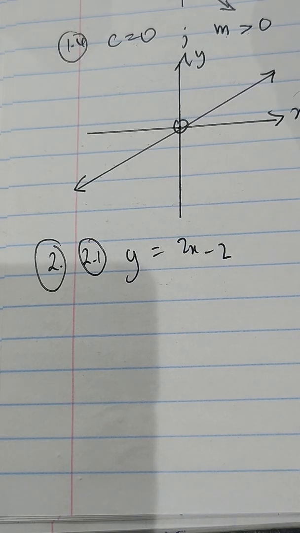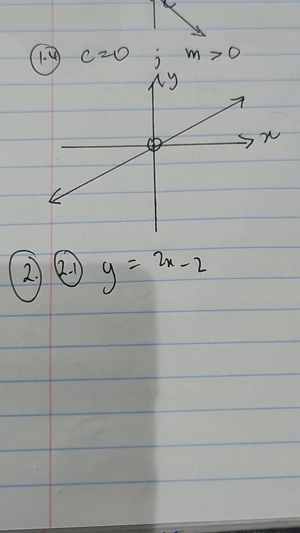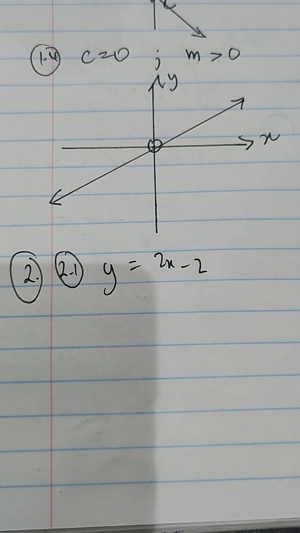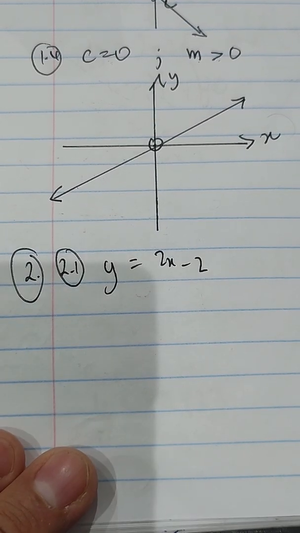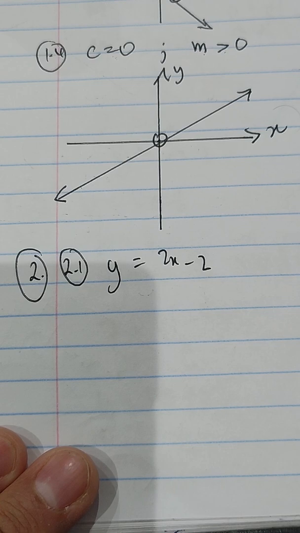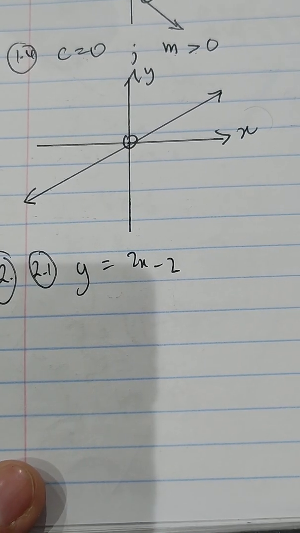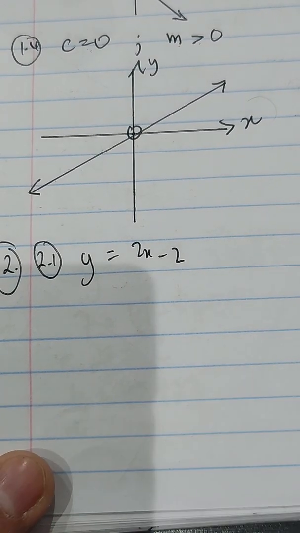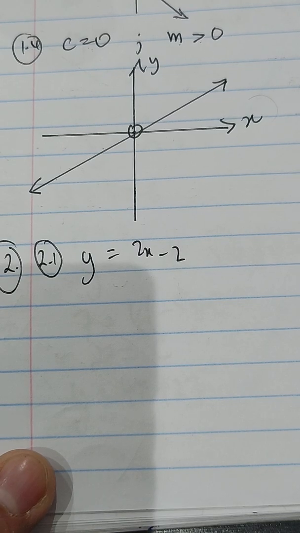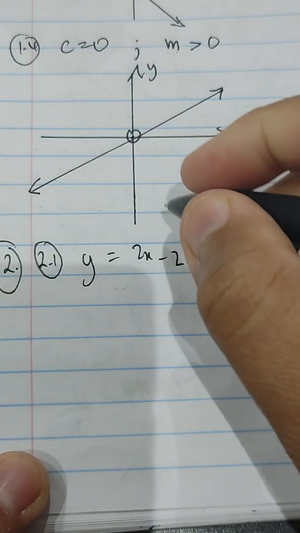The easiest method to use, to me, is the dual intercept method. Dual means 2. Intercept is basically cutting your axis, crossing your axis, intersecting with your axis.